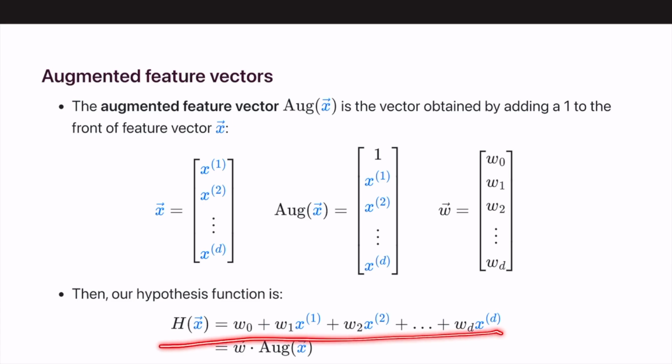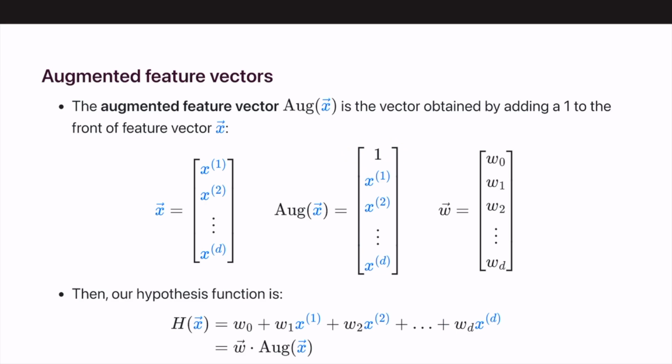This is a lot to write, and as a shorthand, we want to do something like this: the weight vector dot product with the augmented feature vector. So what is an augmented feature vector? It's our feature vector, except we add a 1 on top. The reason we want to add that 1 is that if we don't have it, the dimensions don't match.